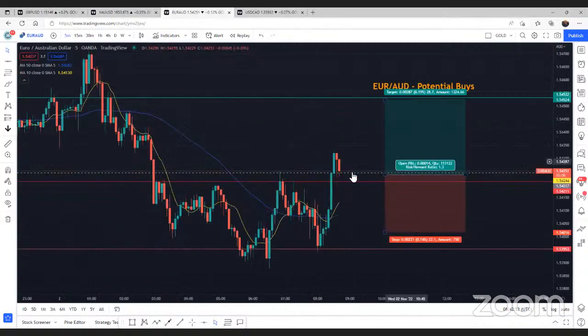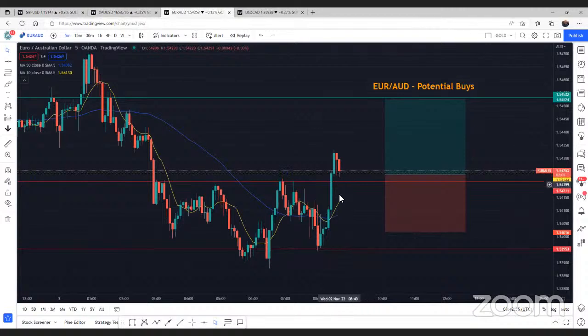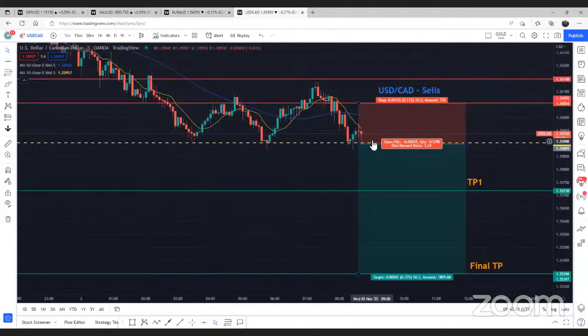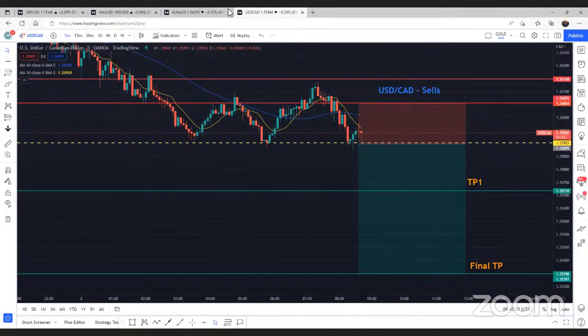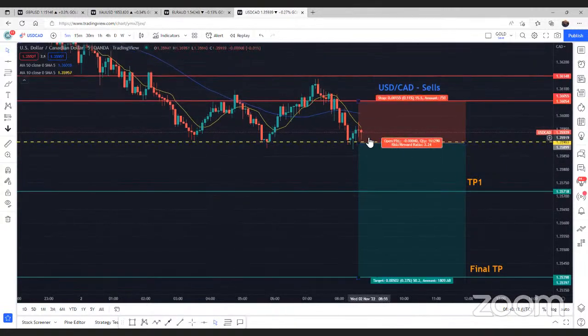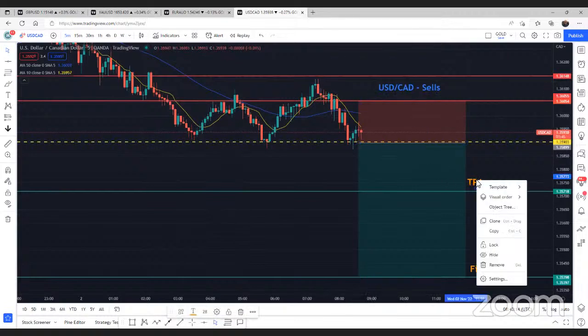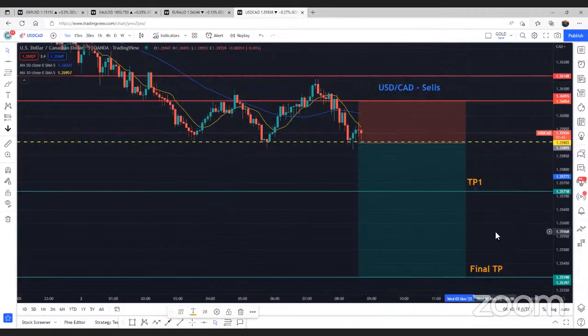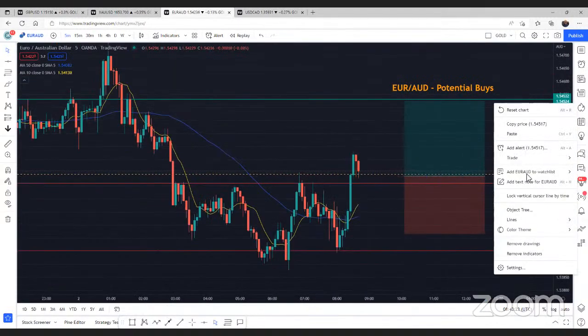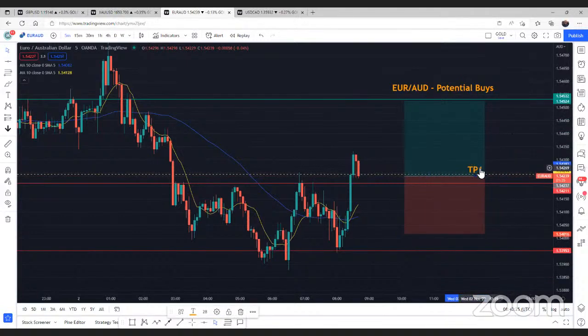Okay, so we want to see how the next couple of candles play out. This is a potential buy. I hope this does not go into a range. I hope it begins to drop some more now. So these are the two trades we are looking at now: the USD CAD and Euro Aussie dollar.